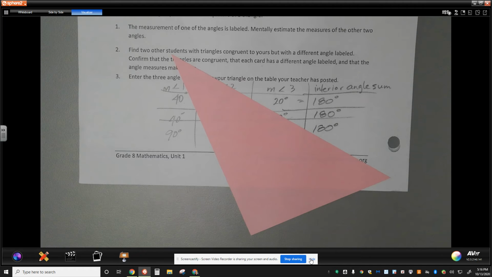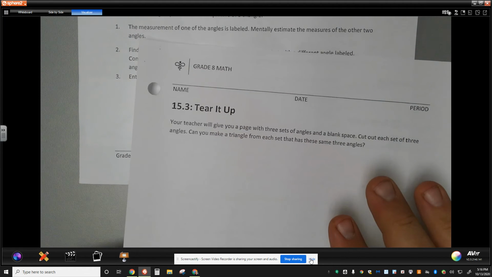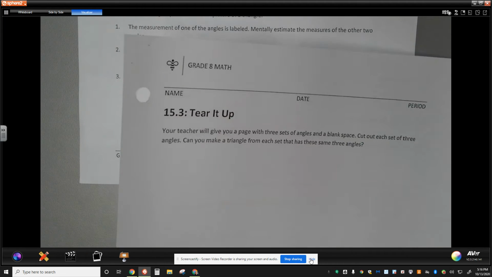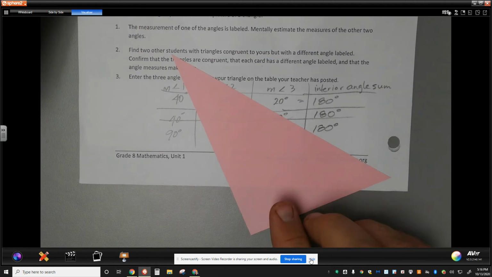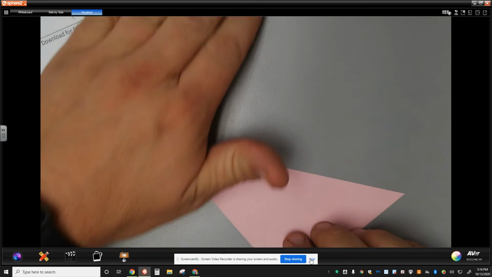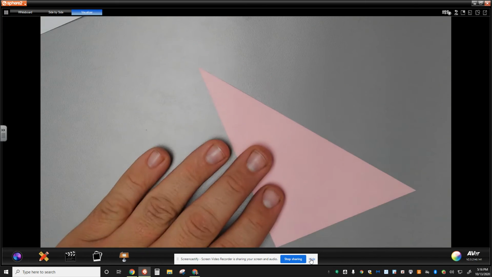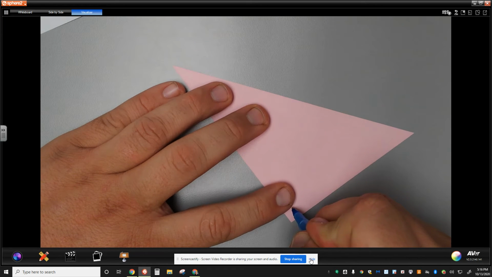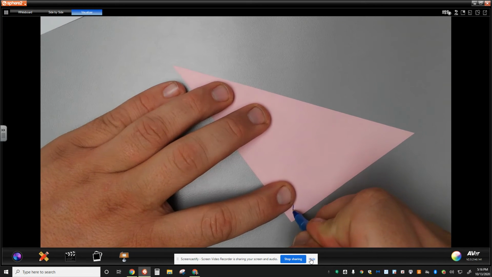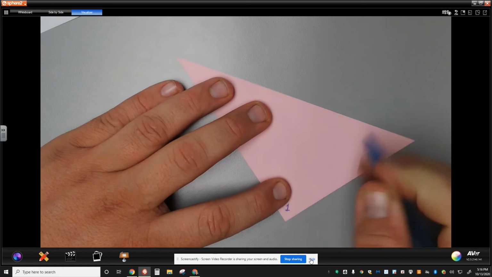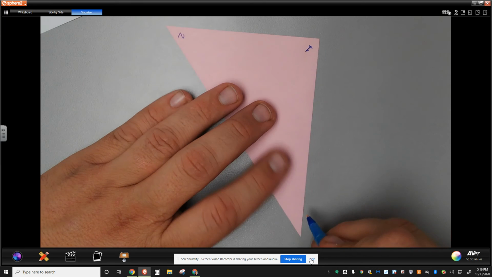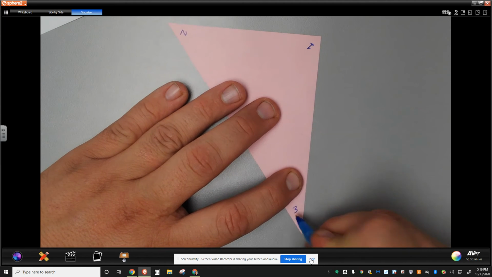All right, in the lesson it says your teacher would give you a piece of paper with 3 sets of angles in a blank space. I want to go about this a little bit differently because of the way that it relates to the lesson summary. What we're going to do with this triangle is, the goal with this is to be able to prove that these 3 angles, let's look at this. I'm going to call this one the measure angle 1. I'll call this one angle 2, and I'll call this one angle 3.